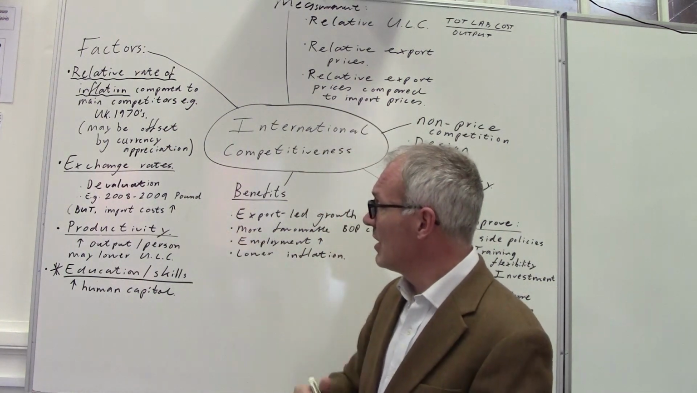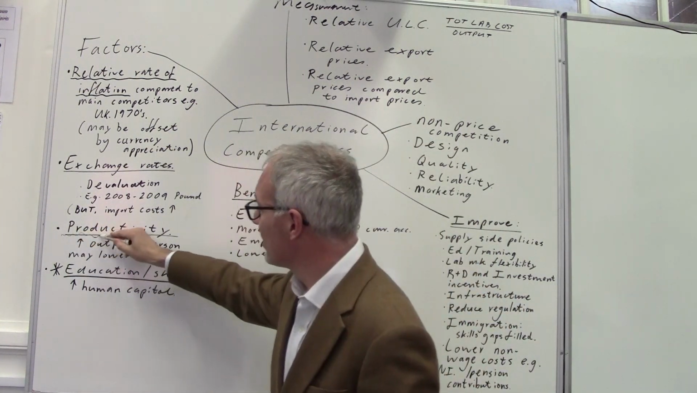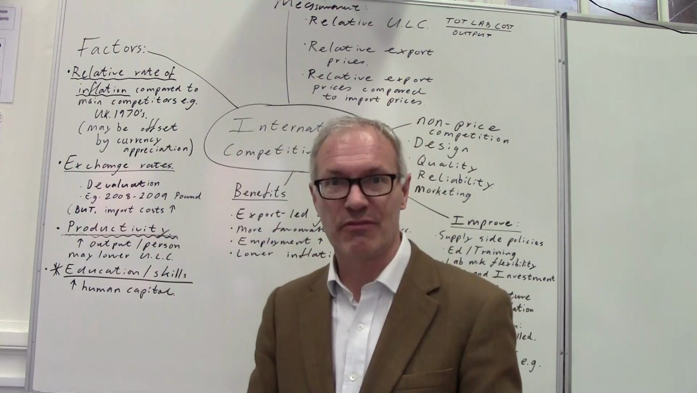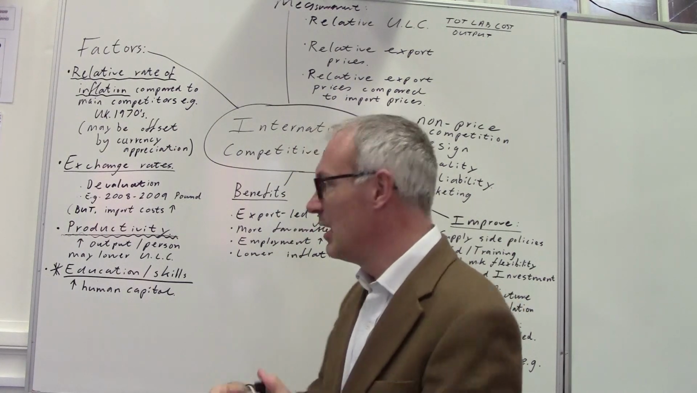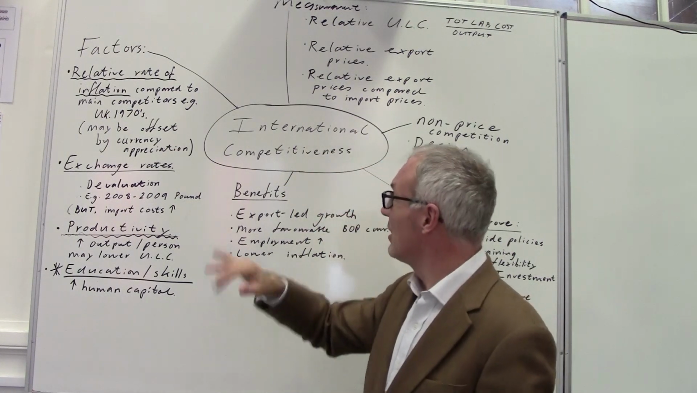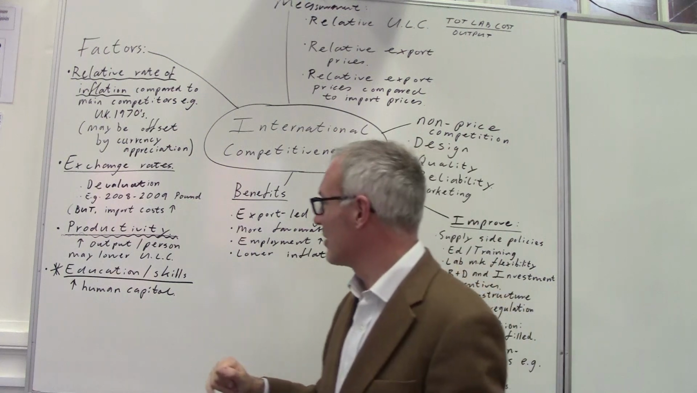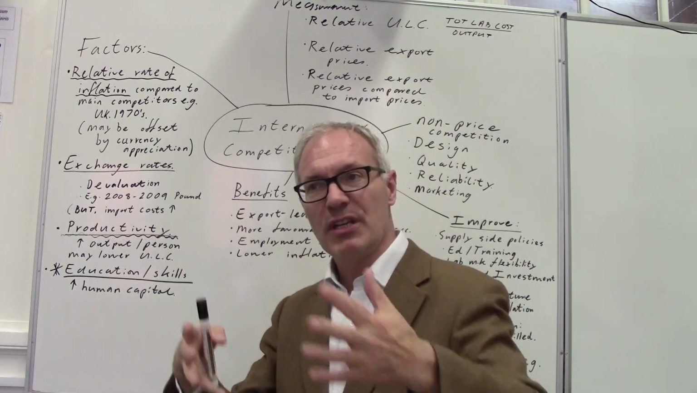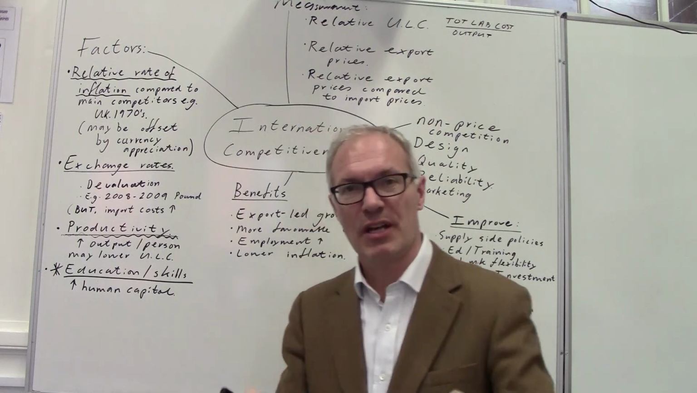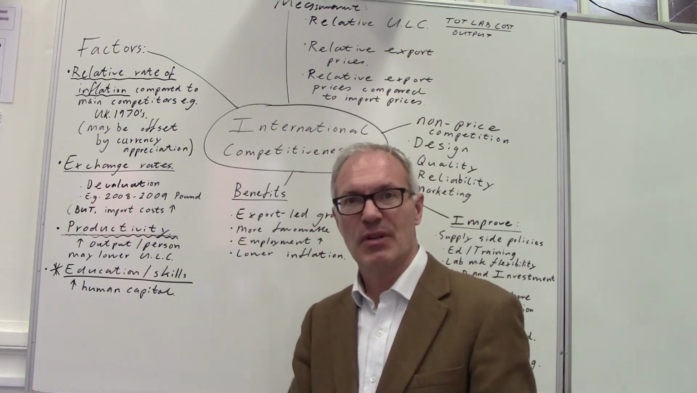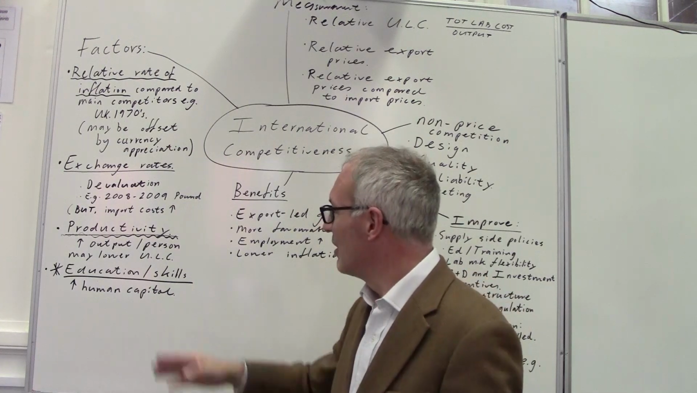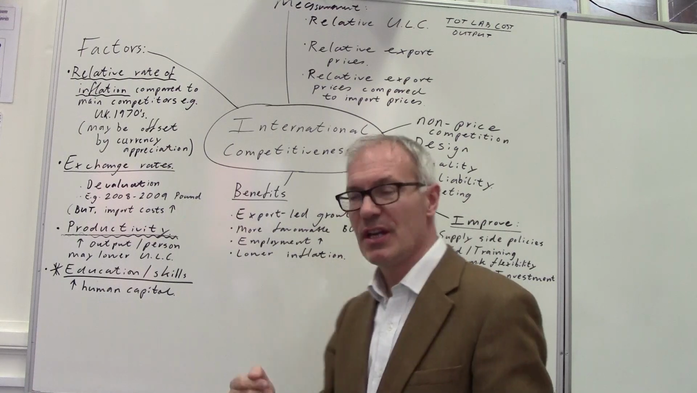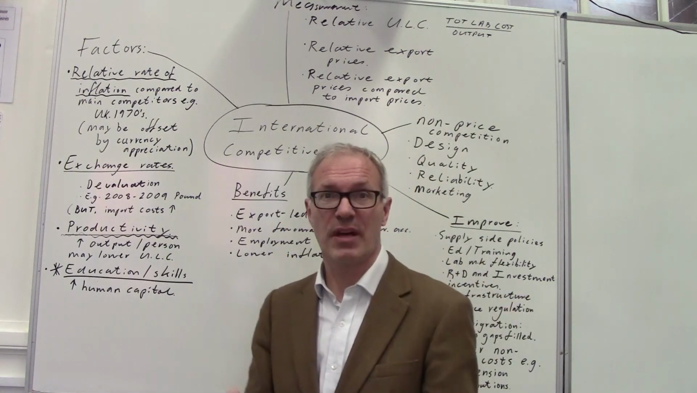Productivity is a key factor, so we'll underline that one. Your relative productivity, labour productivity, which is output per person, is a key indicator of your international competitiveness. So output per person. If you're able to increase productivity by utilising greater technology, such as robots in car factories, then you can significantly lower unit labour costs and thereby increase international competitiveness.